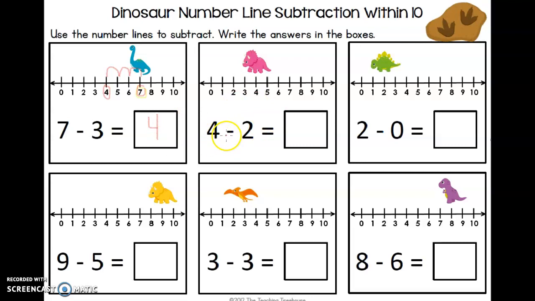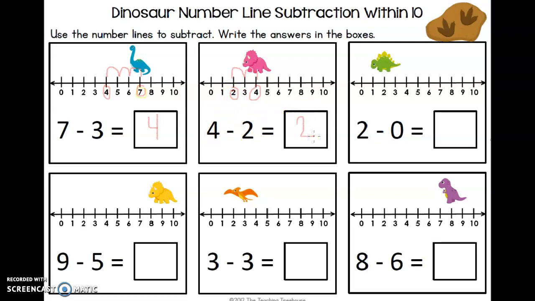We have 4 minus 2. So we're going to look at our first number in our problem, 4. Let's go to the number line and find 4. There it is. We already have a dinosaur there. Okay? So now, 4 minus 2. So we're going to start at 4 and we're going to go 1, 2 steps back. So we land on what number? 2.